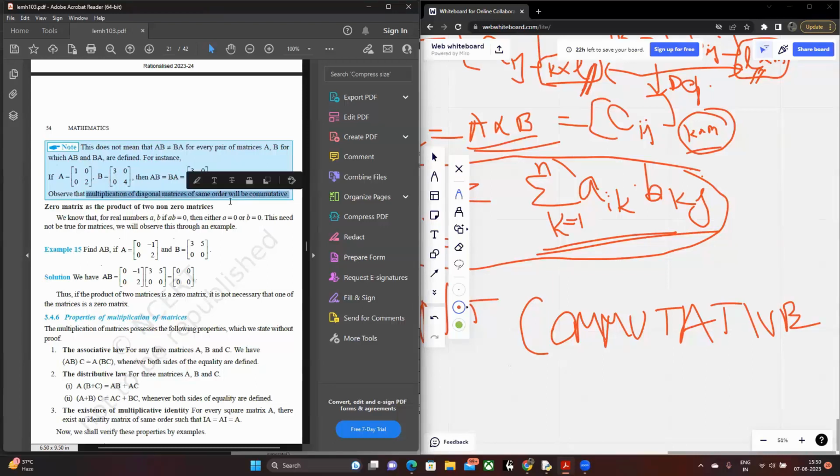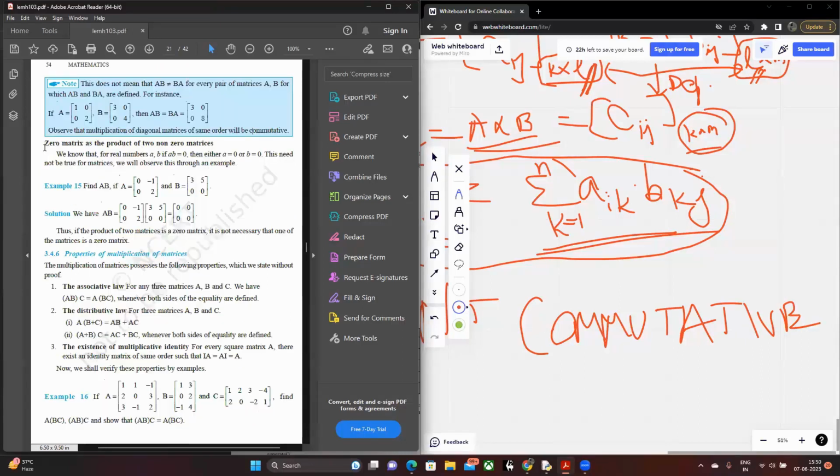Multiplication of diagonal matrices of the same order will be commutative. This does not mean that only the multiplication of diagonal matrices is commutative. It means that the multiplication of diagonal matrices is always commutative. Right? This is a one-way logic. This is not a two-way logic. Right? If AB is equal to BA, that does not mean that A and B are diagonal. It means that if A and B are diagonal, then the product is going to be commutative.